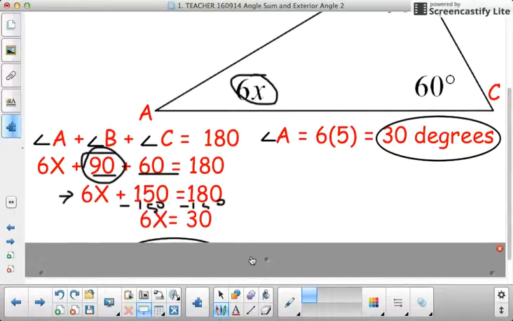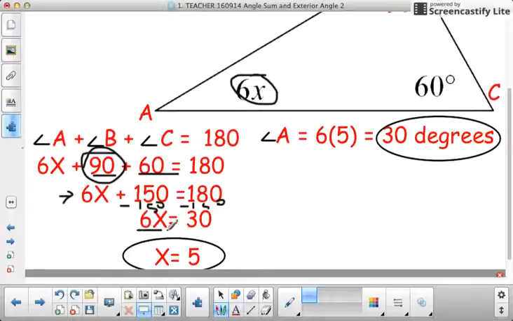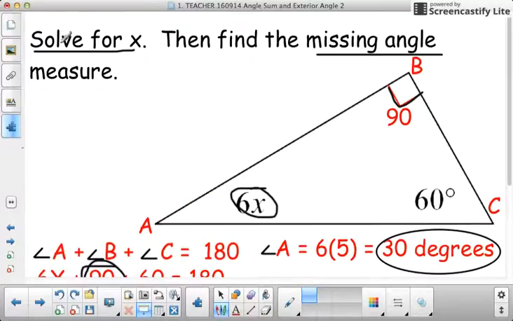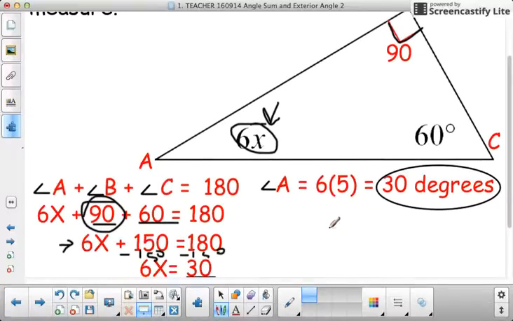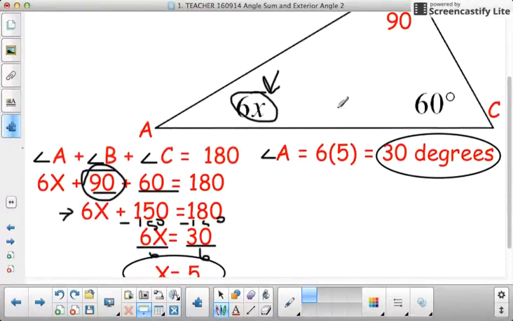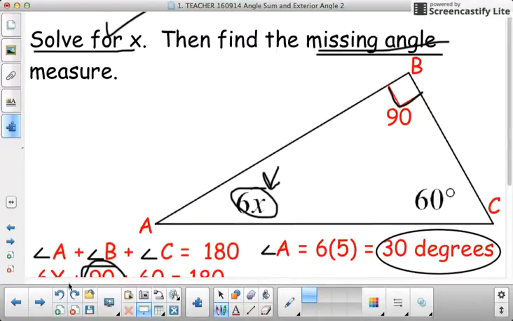Well, how do I get x by itself? Oh yeah, I'm going to divide by 6. So divide by 6. That gives me x equals 5. Well, is that the answer? No. Well, yes and no. Yes, I've done the first part, but now I need to take that number and plug it in. So when I go back here, instead of writing x, I'm going to write 5 because I know that x equals 5. So angle A is equal to 6 times 5, or 30 degrees.